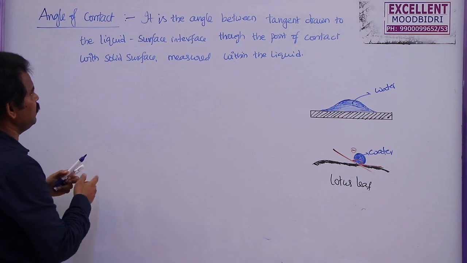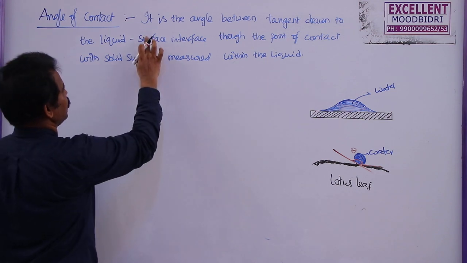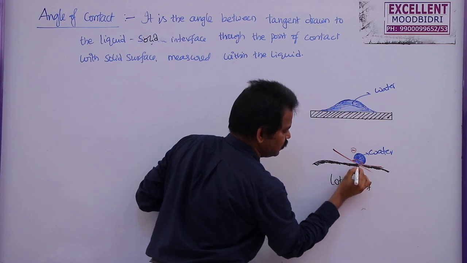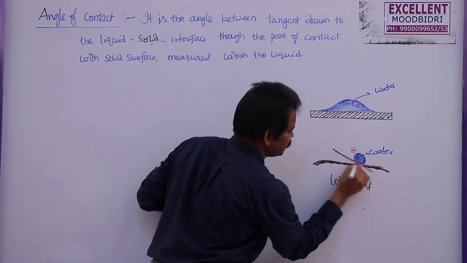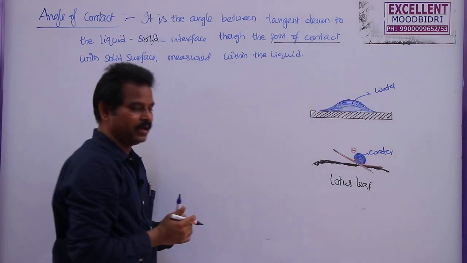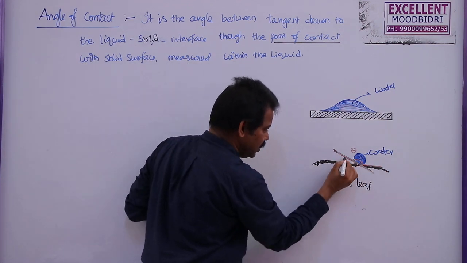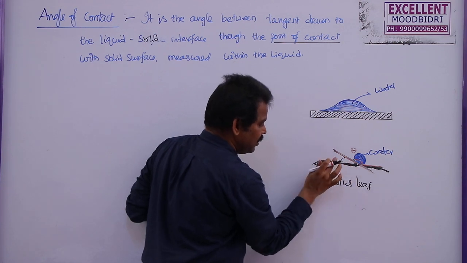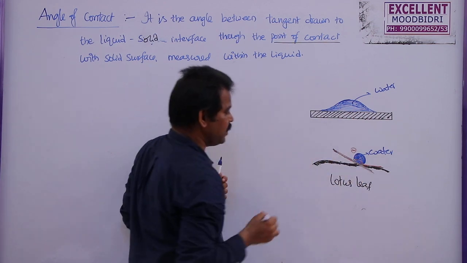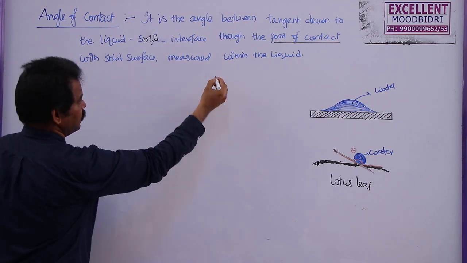Here let me explain once again. Angle between the tangent drawn to the liquid surface, liquid solid interface. This is the liquid, this is the solid, this is the point of contact. Through this interface we are drawing through this point of contact. Through the point of contact I am drawing a tangent. So I am measuring the angle between this tangent and the solid surface within the liquid. Why? Because this is also tangent and the solid surface, but this is outside the liquid. We have to measure the angle only within the liquid. This angle is called angle of contact. Now, within the solid surface measured within the liquid.